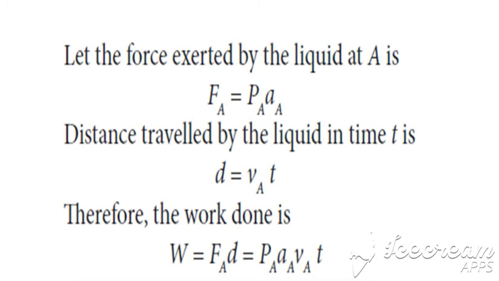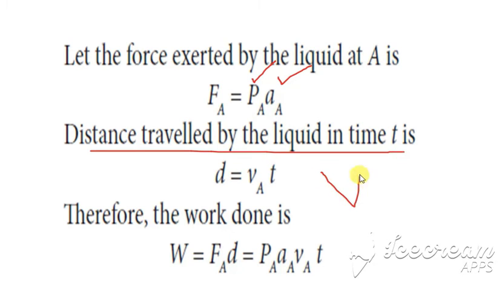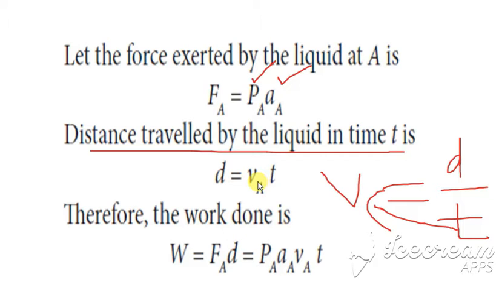First, find the formula for force. Force is equal to pressure into area, so P into A. These formulas are all very important. Only if you know these basic concepts will you be able to write all this. Next, distance. For finding the distance, we take the formula for velocity. Velocity is equal to distance by time taken, so distance is equal to velocity into time taken. So distance is VA into T.